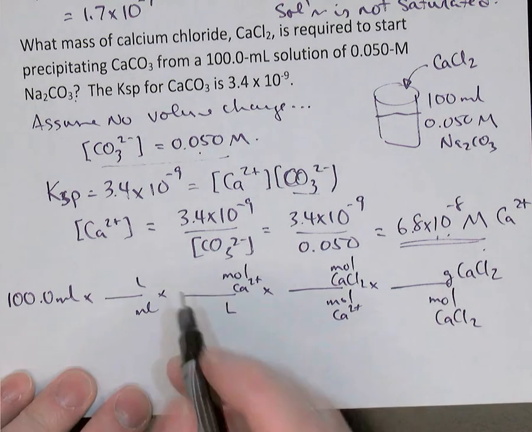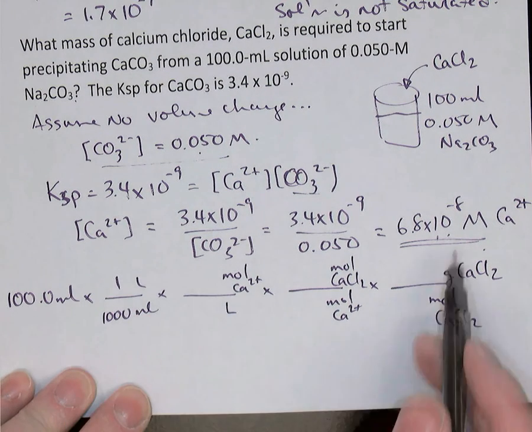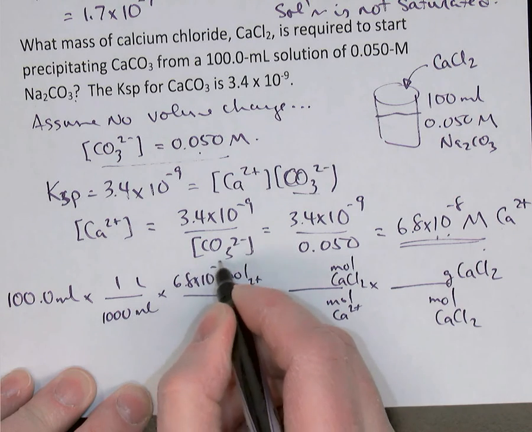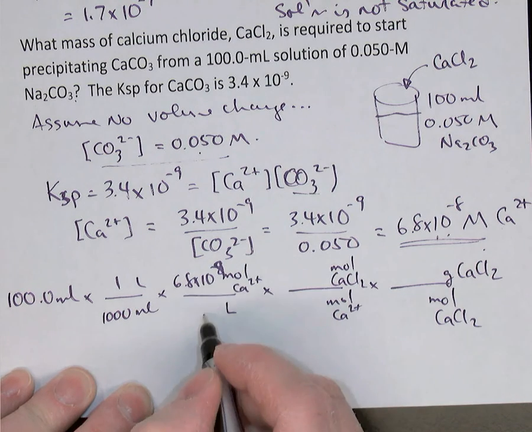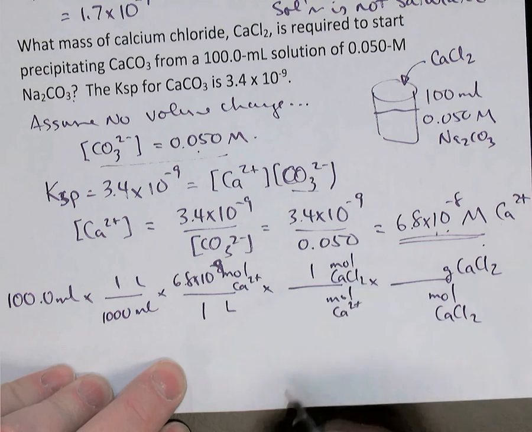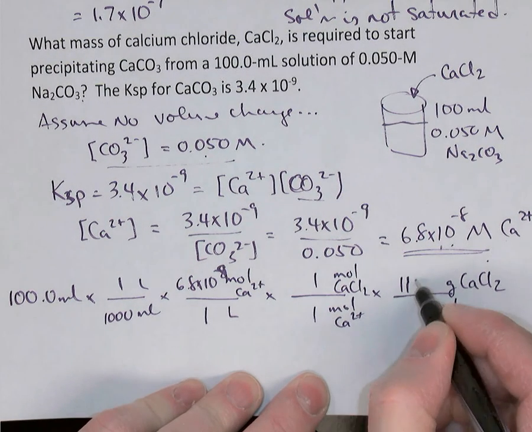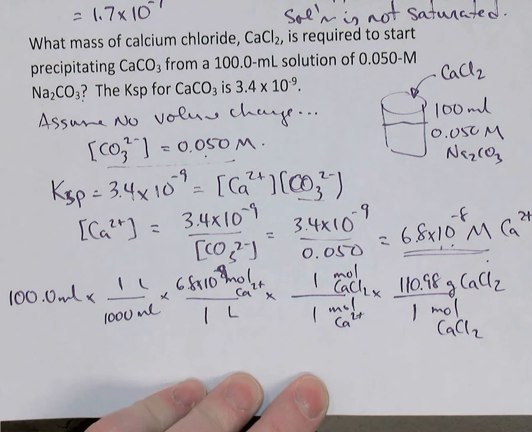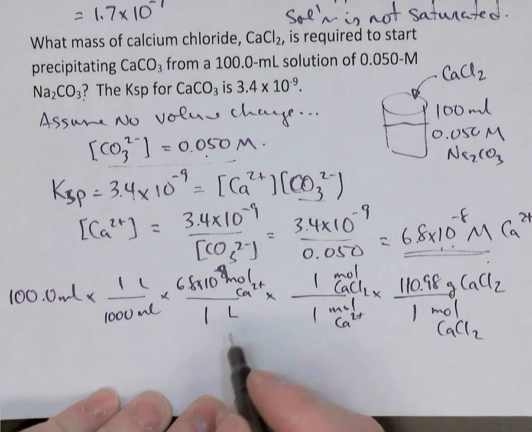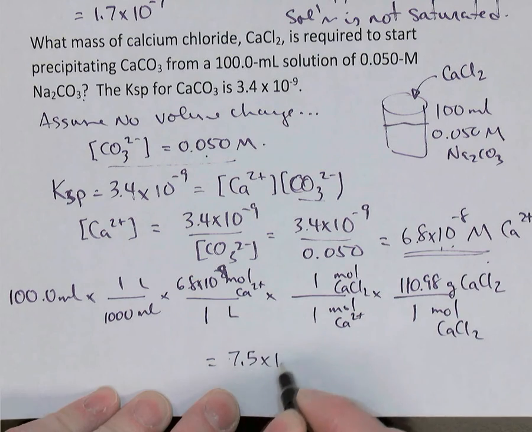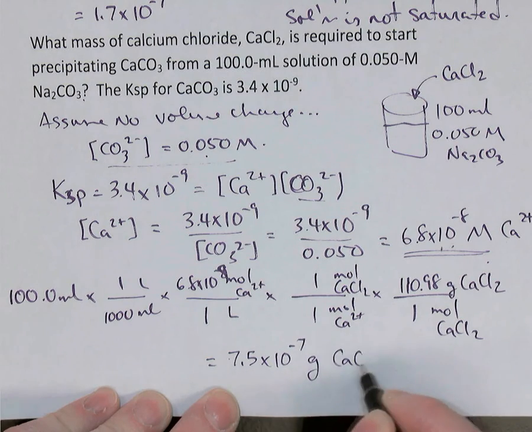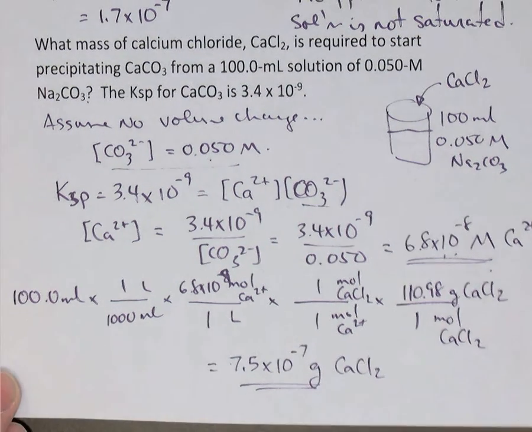Does that make sense to you? So 1 liter is 1,000 milliliters. We just found 6.8 times 10 to the minus 8 moles per liter. The formula for calcium chloride says a mole of it has a mole of calcium. And then the molar mass of calcium chloride is 110.98 grams per mole. So 100 divided by 1,000, times 6.8 times 10 to the minus 8, times 110.98. It's going to be a very tiny mass, equals 7.5 times 10 to the minus 7 grams of calcium chloride. That is such a small amount, it's hard to imagine it.